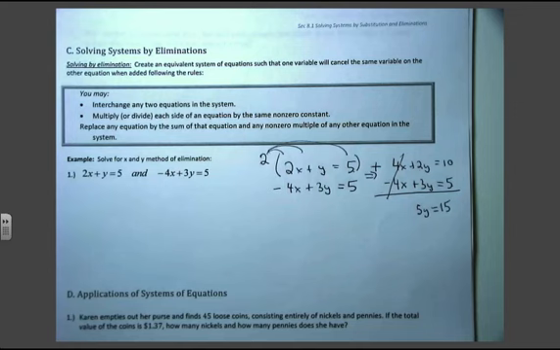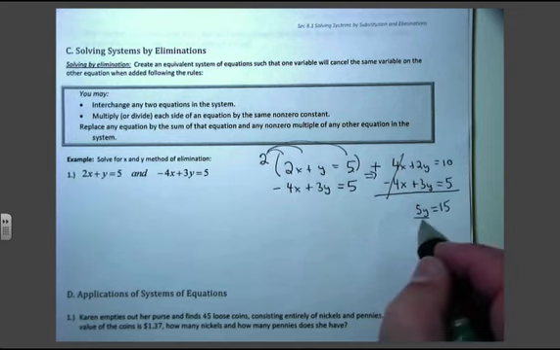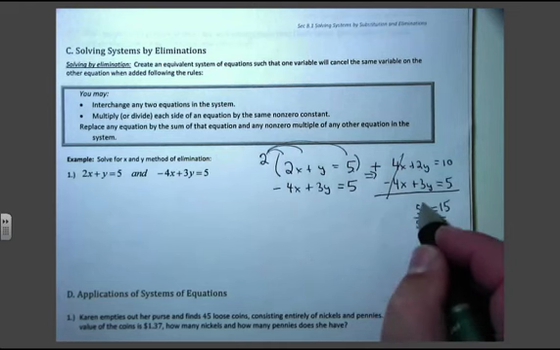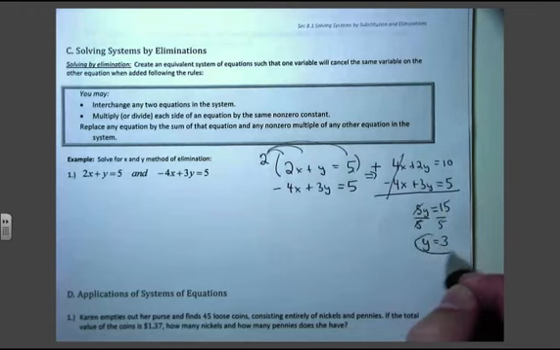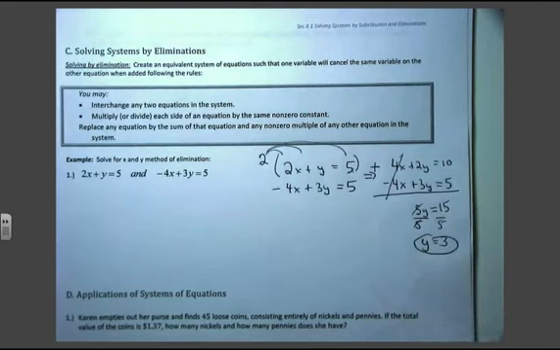Solving for y, what would you do? Divide by 5 on both sides. And that leaves me with y equals 15 divided by 5 is 3. Does that make sense? But again, I don't care what method you use, the answer for this stuff is always an ordered pair if you can get it. I want an x and a y. I got the y, now y equals 3.